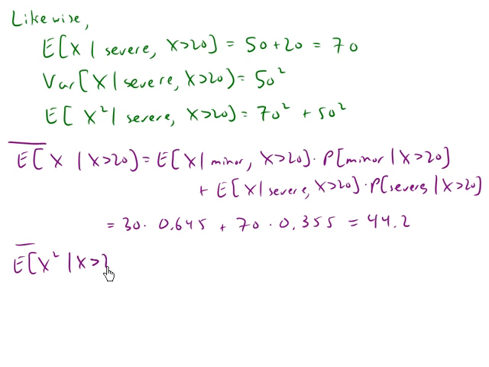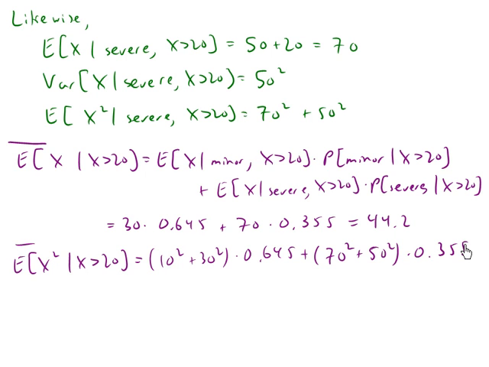Expected value of x squared, conditioned on x being greater than 20, is the second moment in the case where I had a minor accident, so 10 squared plus 30 squared, times the probability of having had a minor accident given the information that we have, plus the chance of being in the second case. In the second case, my second moment was 70 squared plus 50 squared, and the probability of that was 0.355. And so when I combine those pieces, I get a final answer of my variance is 1,318.